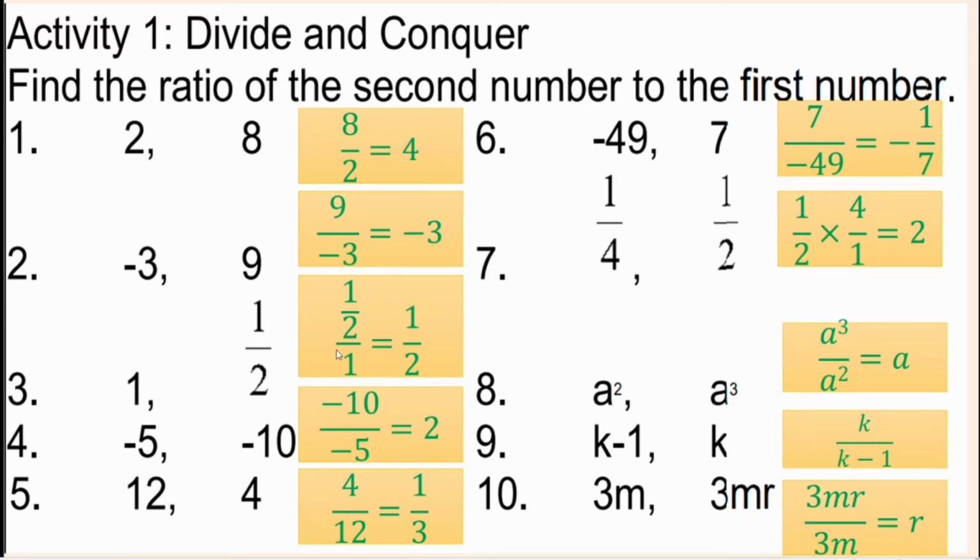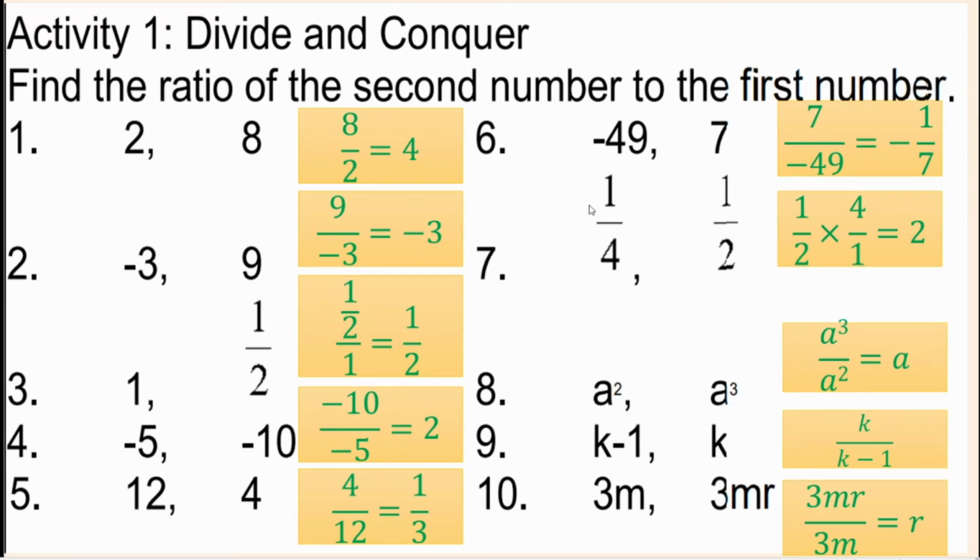Negative 5 and negative 10. So negative 10 over negative 5 is equal to 2. 12 and 4. So 4 divided by 12 is equal to 1/3. Then we have negative 49 and 7. 7 over negative 49 is equal to negative 1 over 7.